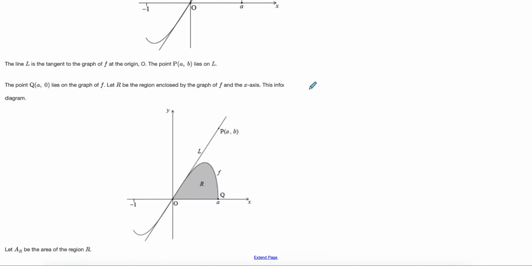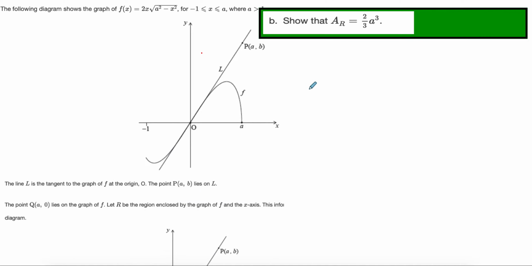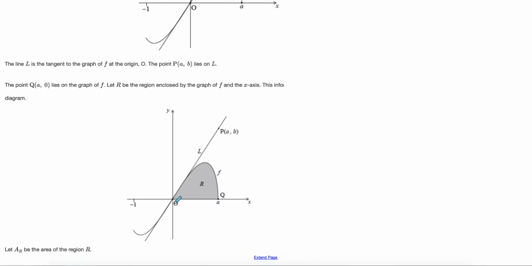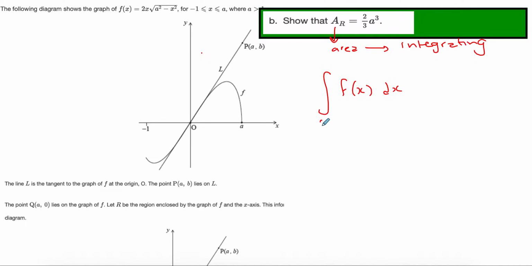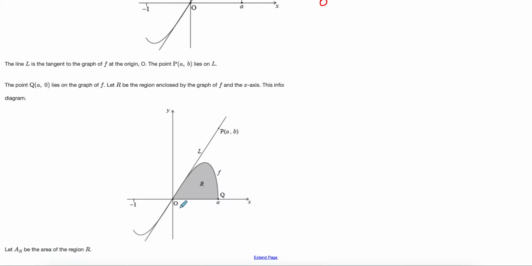So in order to show the area, in case you didn't know, to find the area of any function, it also means you're integrating. Just as we said the gradient always links with the derivative, then the area always links with the integration. So we need to integrate f of x, and it has to come from 0 up to a. So this is how far you're integrating this function.